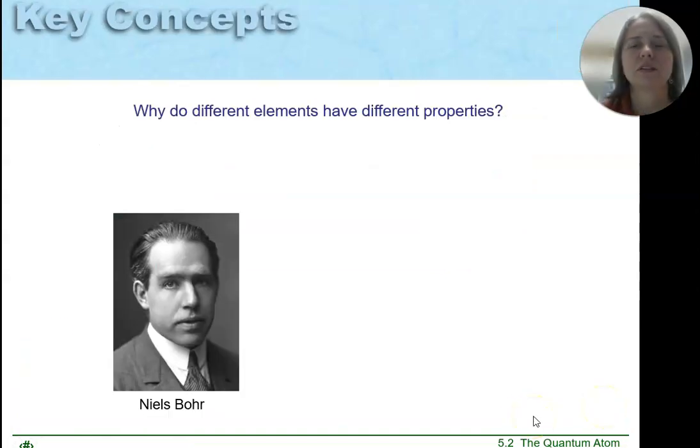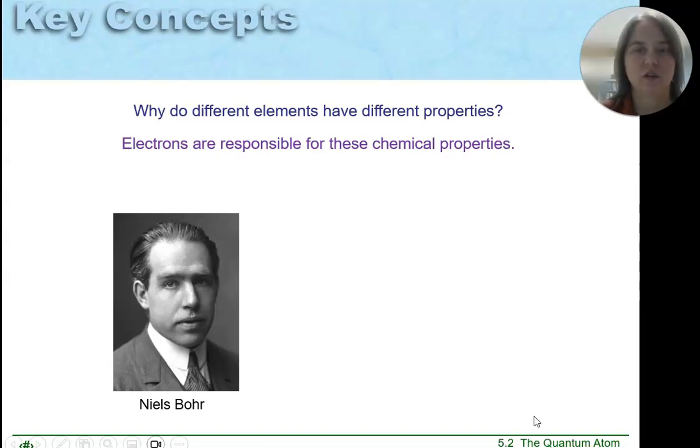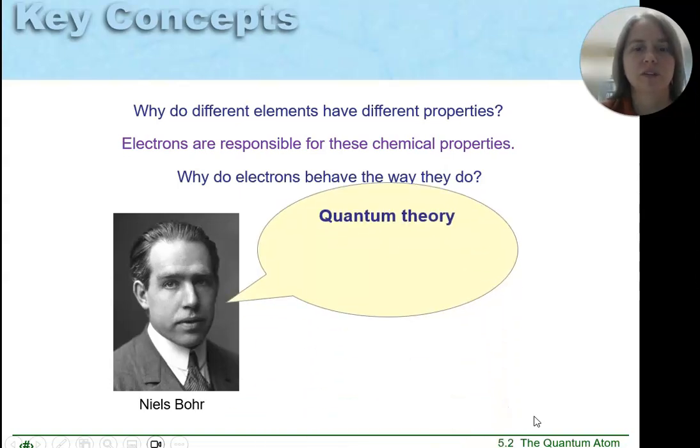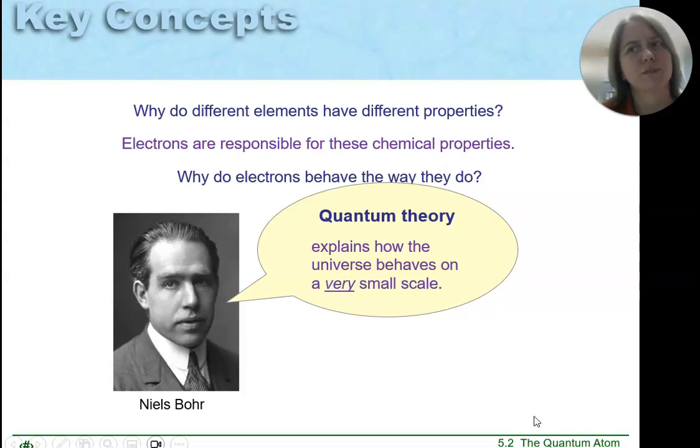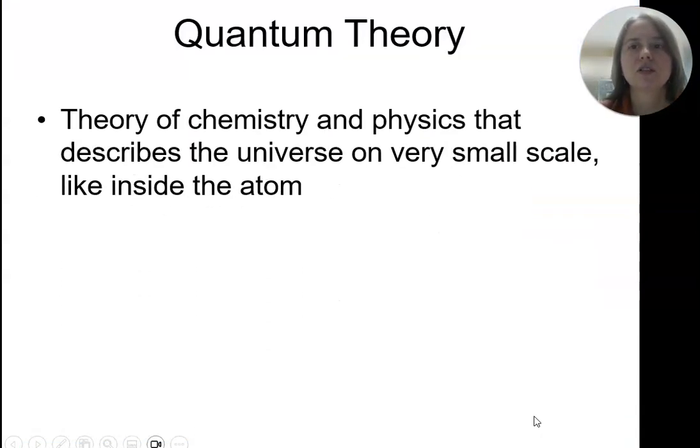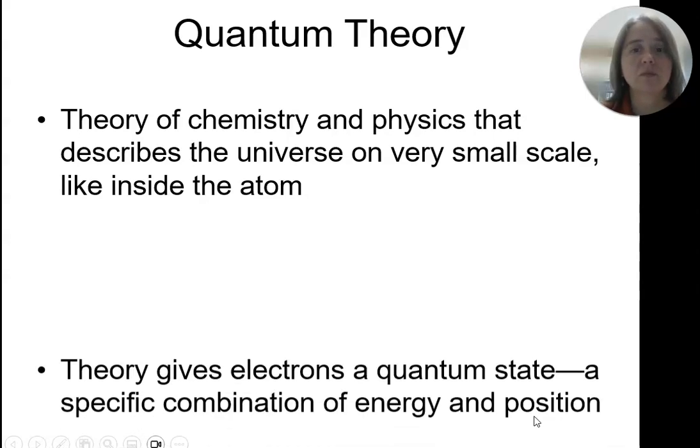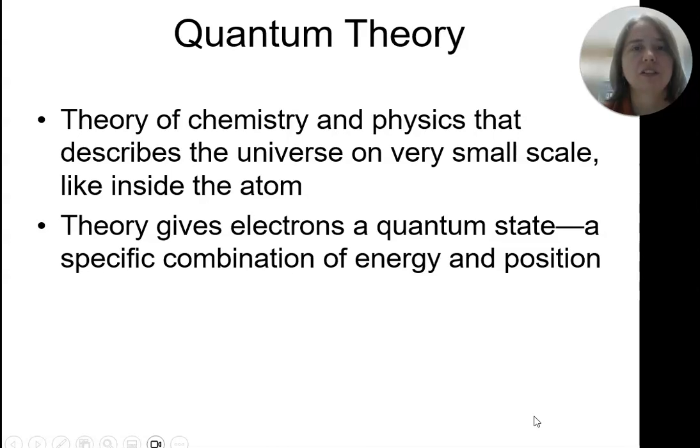Okay, why do different elements have different properties? Well, we know electrons are responsible for these chemical properties, but why do electrons behave the way they do? Mr. Niels Bohr has the answer, as part of the answer, with quantum theory. Quantum theory explains how the universe behaves on a very small scale. So let's dive a little bit into quantum theory, just a little bit. The theory of chemistry and physics that describes the universe on a very small scale, like inside the atom, which is teeny tiny. Please write these things down.